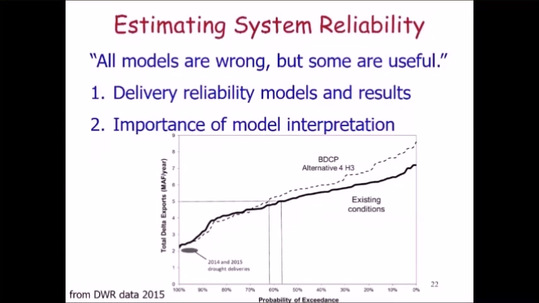Some overall thoughts on estimating system reliability. All models are wrong, but some are useful. My favorite quote from George Box. We get those delivery reliability results from models and model results. But as we saw before, we really have to think about these results.